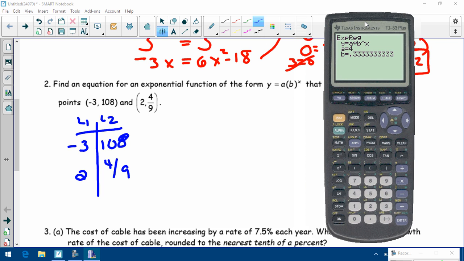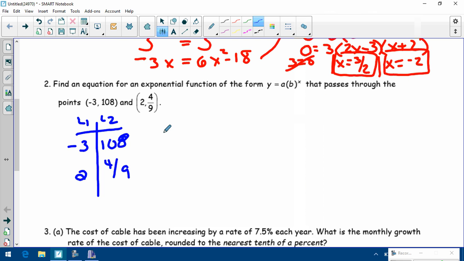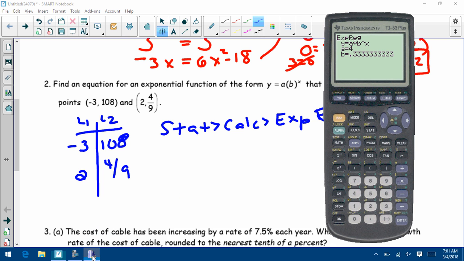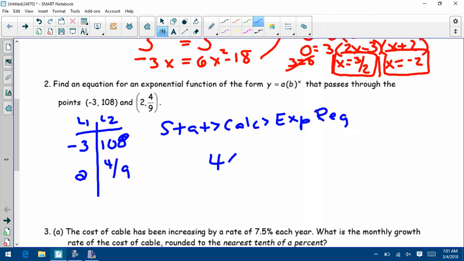Okay, so I would like to see Stat, Calc, ExpReg, and then we write our equation. It's going to be 4 times, now this is really what? 1/3 to the x. So we've got 4 times 1/3 to the x.